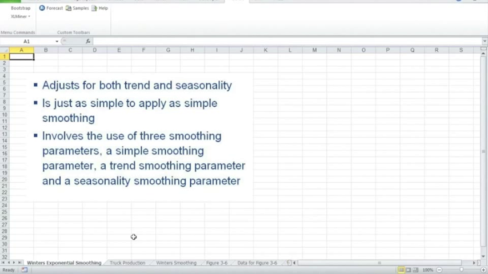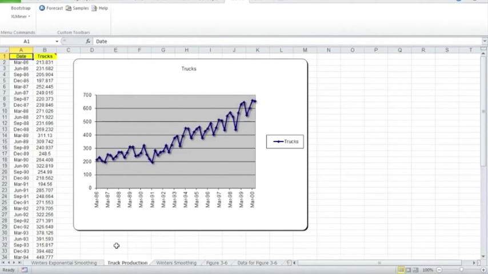Winters exponential smoothing, sometimes called Holt-Winters exponential smoothing, is actually for data that has trend and seasonality. It's probably the most often used of the exponential smoothing models. So now we have a model that can adjust for both trend and seasonality. We'll use a real data set. We want to take a look at light truck production in the United States.